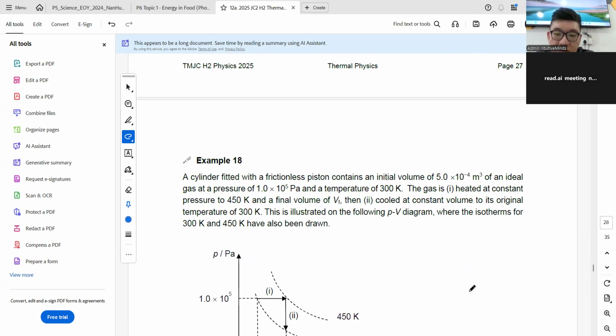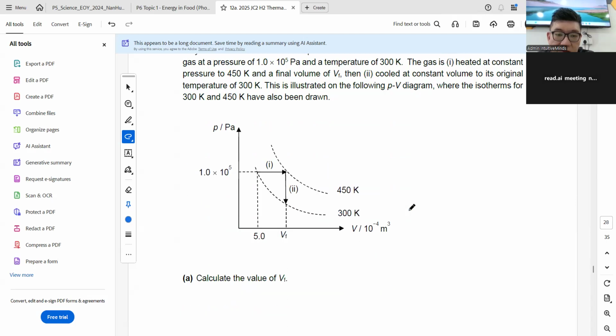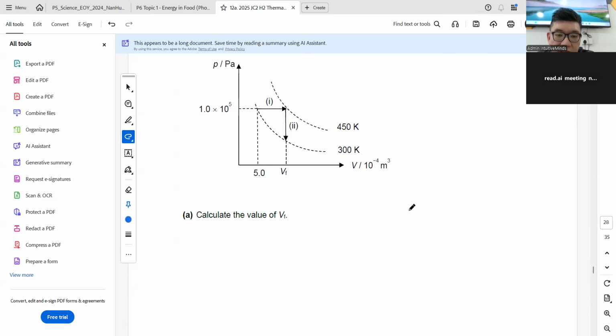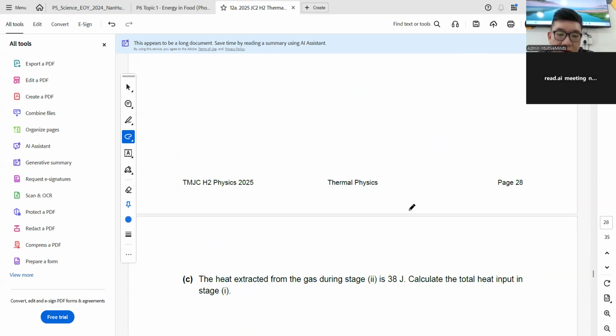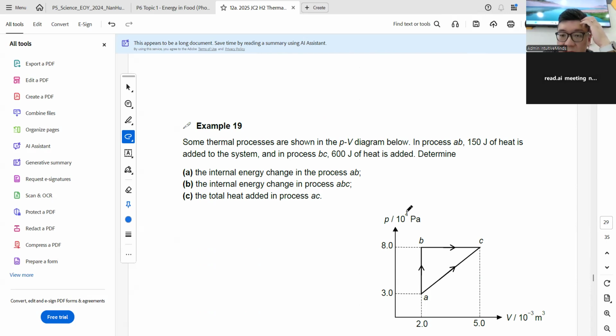For questions like this, I think we might have done this before. Yeah, we did this before, so I'm going to skip this. Okay, there we go.